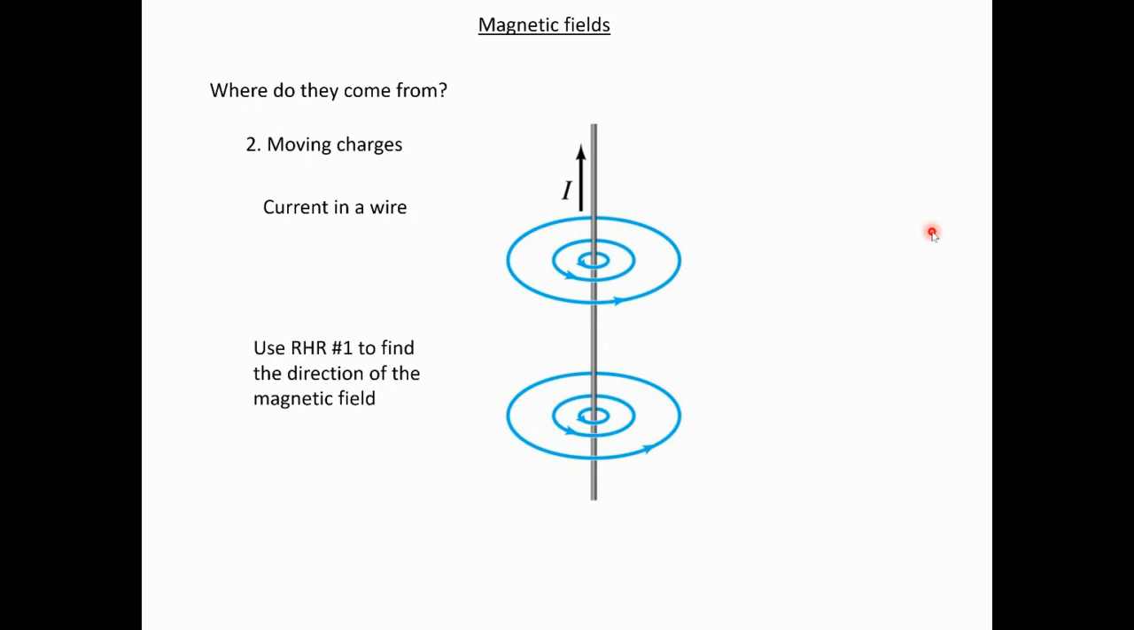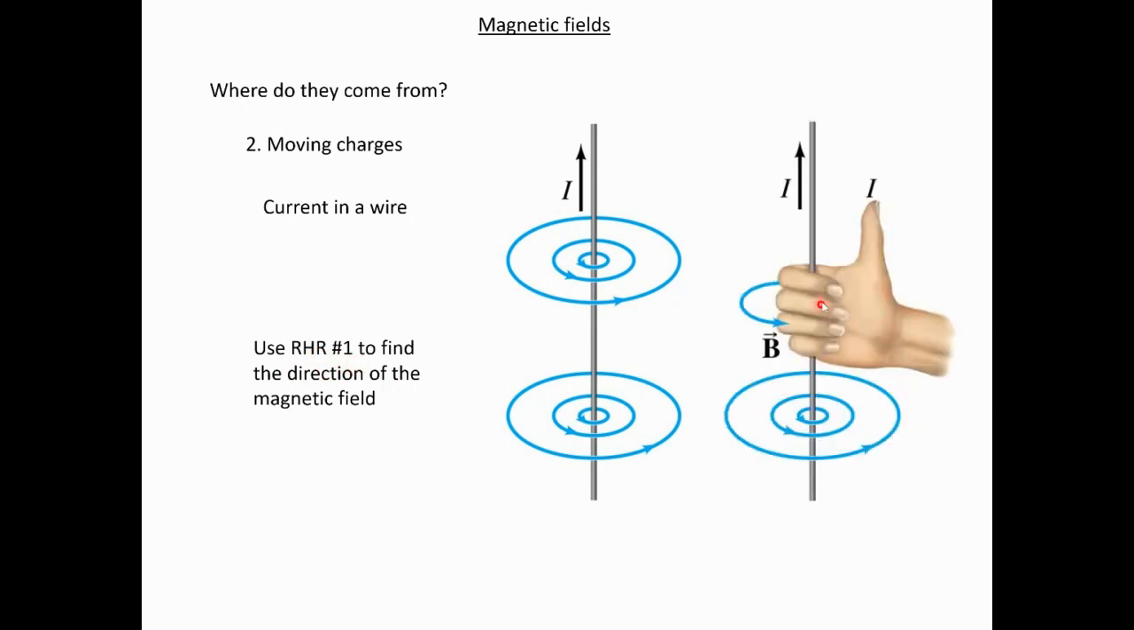Okay, and now we introduce a right-hand rule in order to tell us what the direction of a magnetic field is, given that there's a current going in a certain direction in a wire. I'm going to call this right-hand rule number 1, RHR number 1. And the idea is this. Imagine taking your right hand and grabbing the wire in such a way that your thumb points in the same direction as the current.